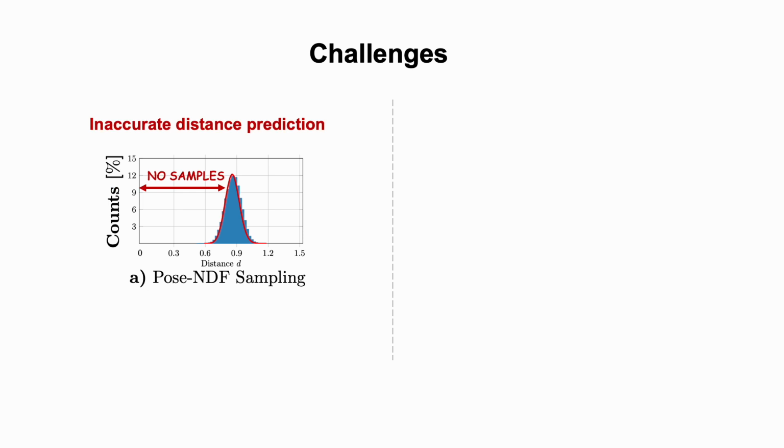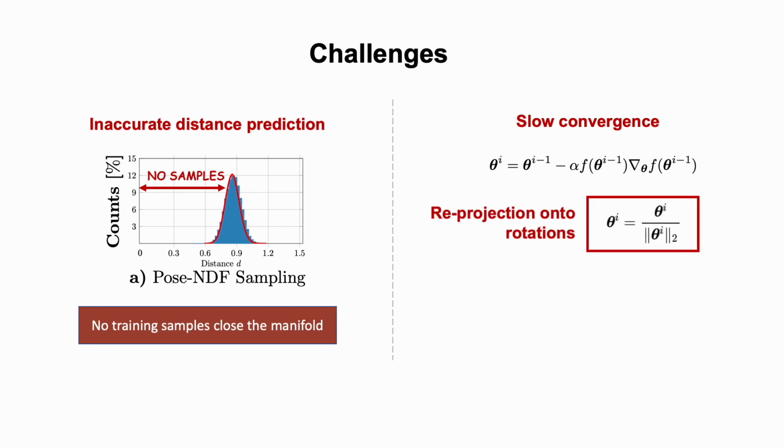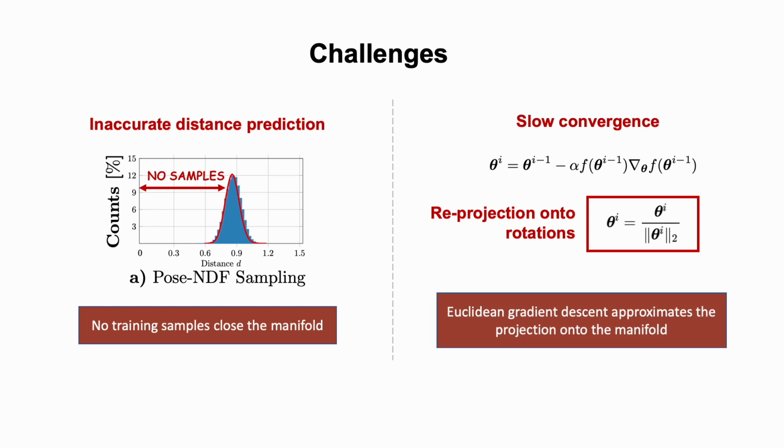Existing work such as pose NDF still faces challenges. Firstly, there are no training samples near the manifold, which leads to inaccurate distance prediction. Additionally, existing work is based on gradient descent in Euclidean space, so it always needs reprojection after every projection step. It is always approaching the target pose on the manifold instead of reaching it directly.